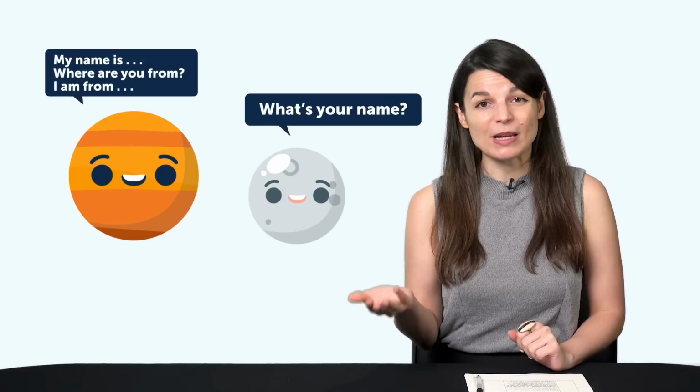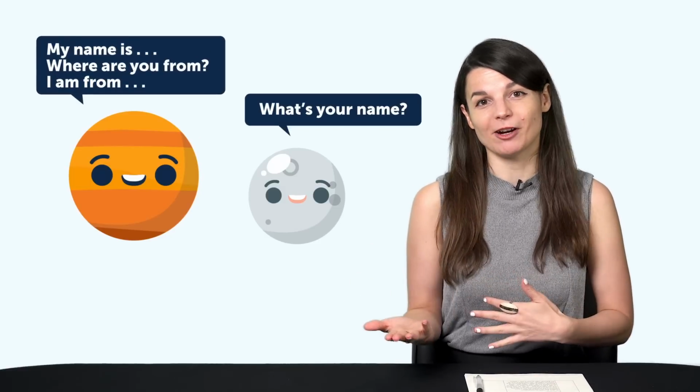Or let's say you're meeting a person for the first time. What are some things you'd say to them? Things like, what's your name? My name is, where are you from? I am from, and so on. So you prepare a list of words and phrases, all the things you'd want to say in that situation. You translate them ahead of time so that you can communicate effectively.